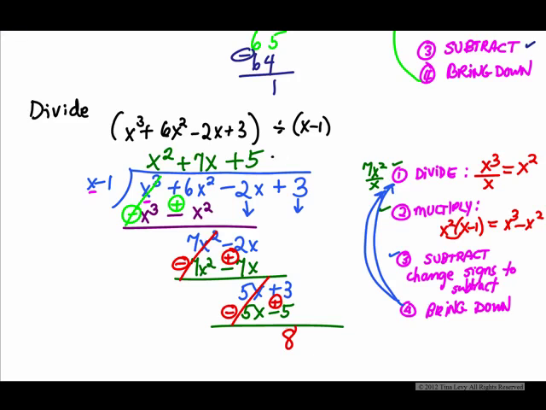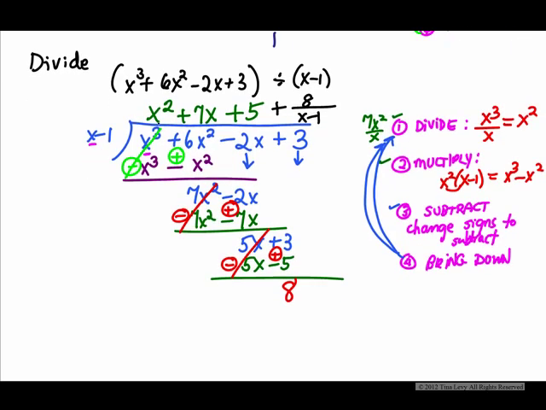The way we write that remainder, we write it plus 8 over the divisor, x minus 1. So the result of this long division is x squared plus 7x plus 5, and then this fraction, 8 over x minus 1.